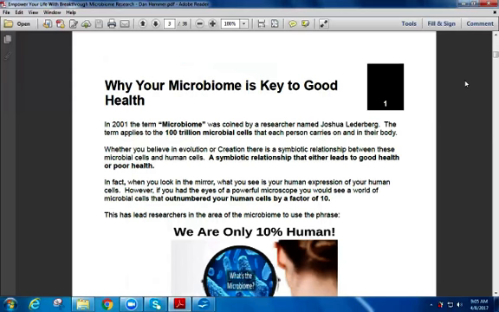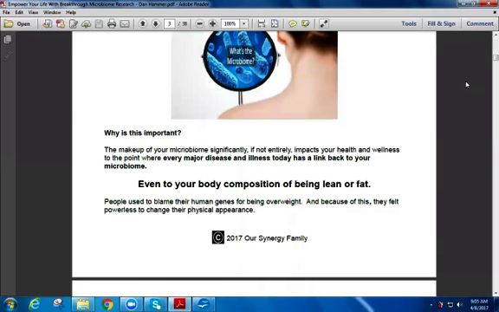So the first chapter is why your microbiome is key to good health. And this first chapter is all designed to lay the groundwork and help people to understand how important their microbiome is to their overall health. And what we do right on the first page is we set a link to helping them understand that even their body composition of being lean or fat is tied to their microbiome.